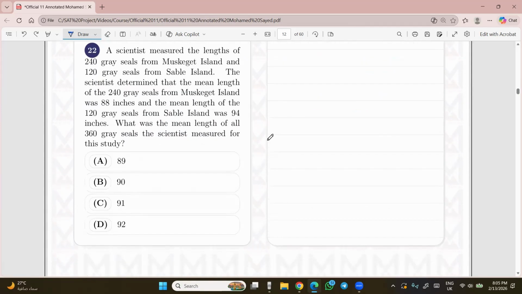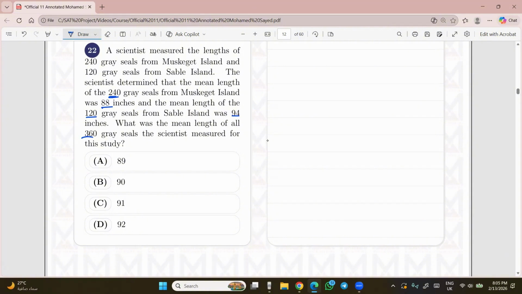Question 22. A scientist measured the length of 240 gray seals from Muscogee Island and 120 gray seals from Sable Island. The scientist determined that the mean length of 240 gray seals from Muscogee Island is 88, and the mean length of the 120 gray seals from Sable Island was 94 inches. What was the mean length of all the 360 gray seals the scientists measured for this study?